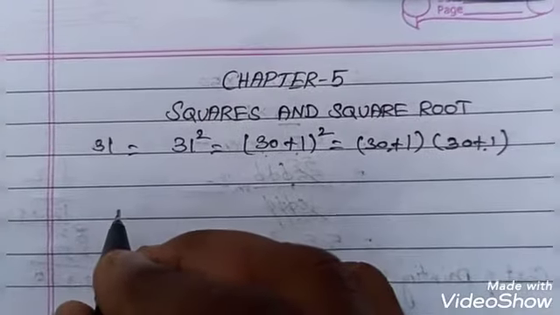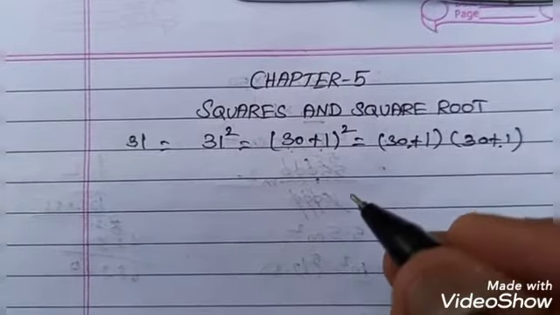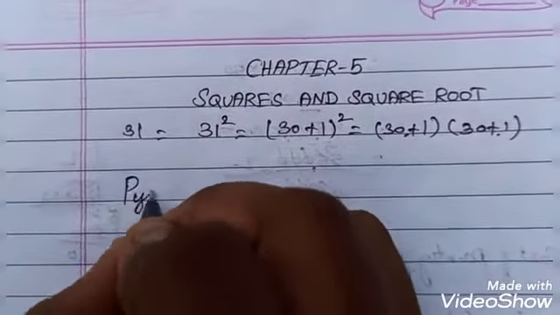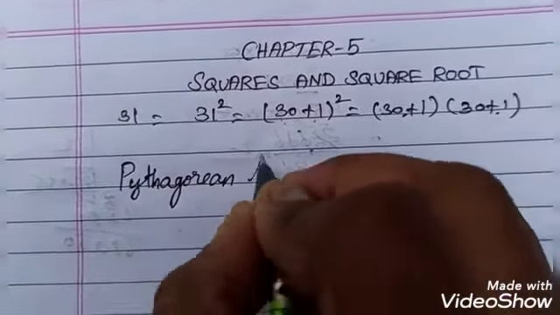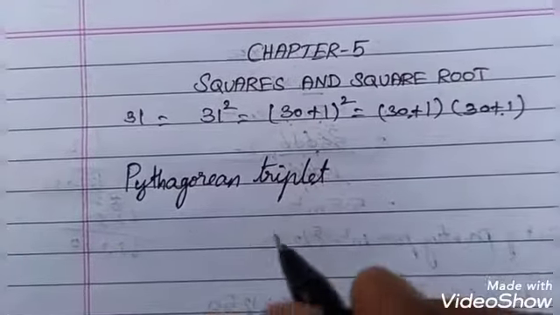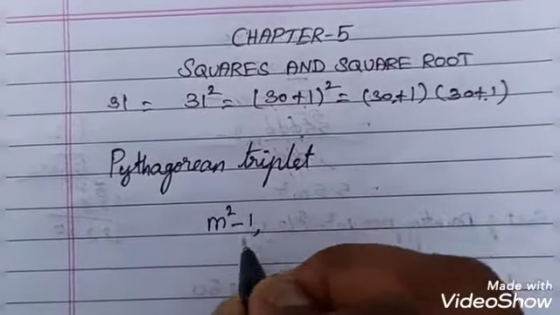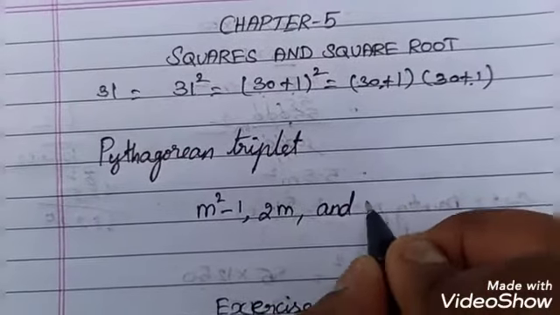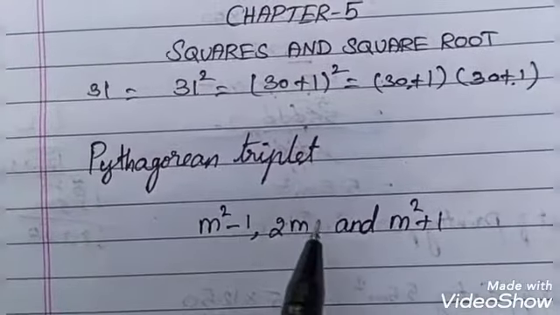So what is meant by a Pythagorean triplet? Let me recall the general form of a Pythagorean triplet. So what is the general form? The general form is m square minus 1, 2m and m square plus 1. So this is the general form.